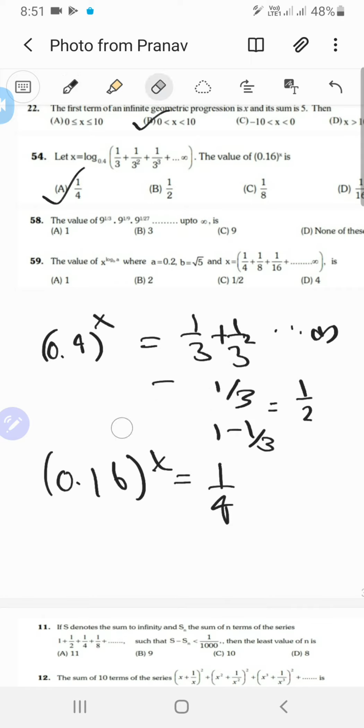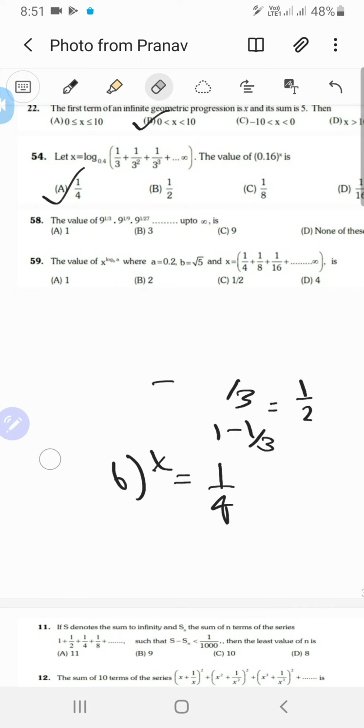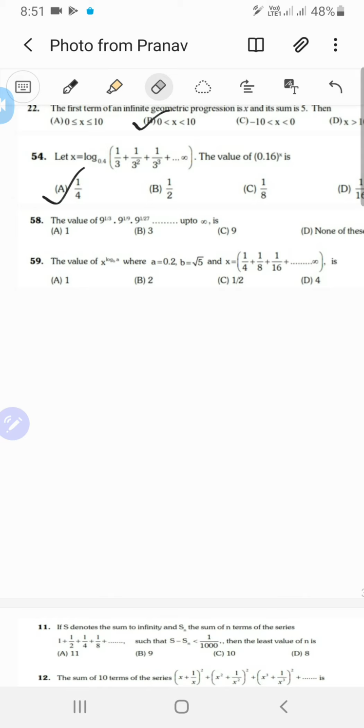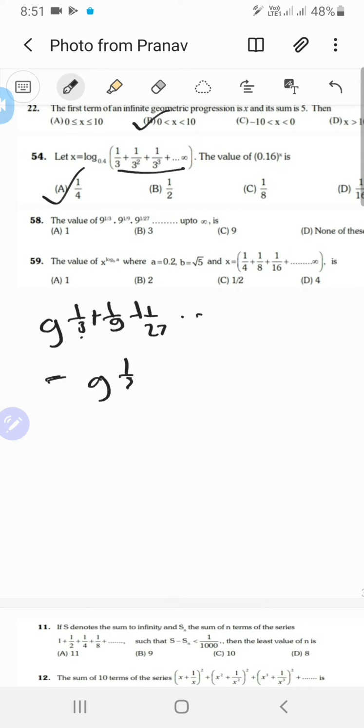Okay. The next question is the value of 9 to the 1 by 3. I think we have done this question. Yeah, I'm pretty sure. So what is this? 9 to the 1 by 3 plus 1 by 9 plus 1 by 27 and keeps on going like this. Well, this series is pretty much the same as this series, which is 9 to the half, which is 3. Yes, we did do this question once, I think in this video itself.